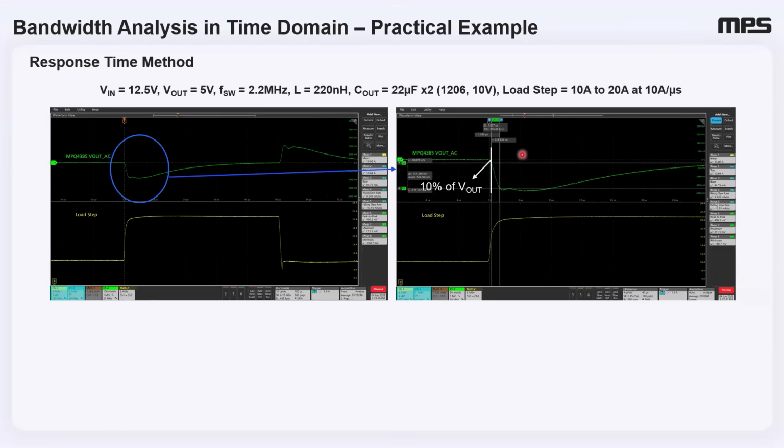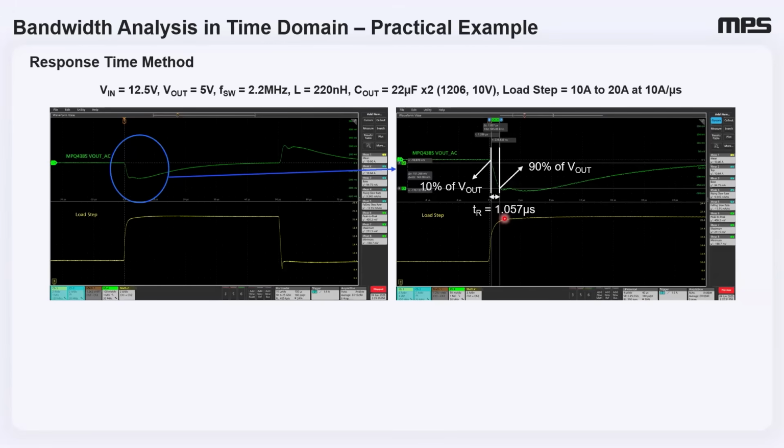Here we have identified our 10% and 90% points of output voltage recovery. As defined earlier, the time taken for the voltage to transition between those 2 points in our response is the response time. In this specific measurement, we can clearly see the response time is measured close to 1 microsecond.